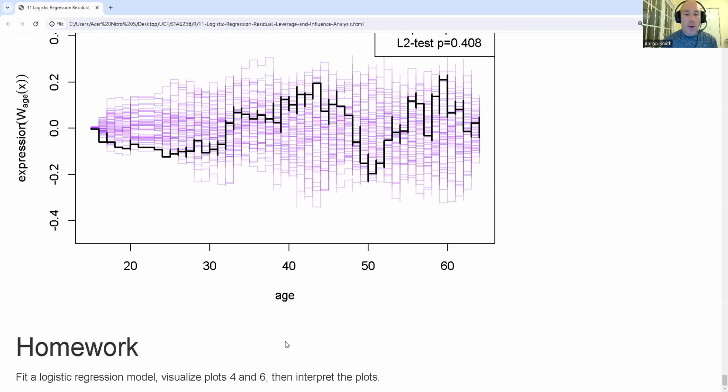All right, so now for your homework, I want you to do a logistic regression model, and I want you to visualize plots 4 and 6 from base R's plot function when applying a generalized linear model, and interpret the plots. So, not too heavy of homework. Just go build your model, build the plots, reach a conclusion. That's all I've got for you.